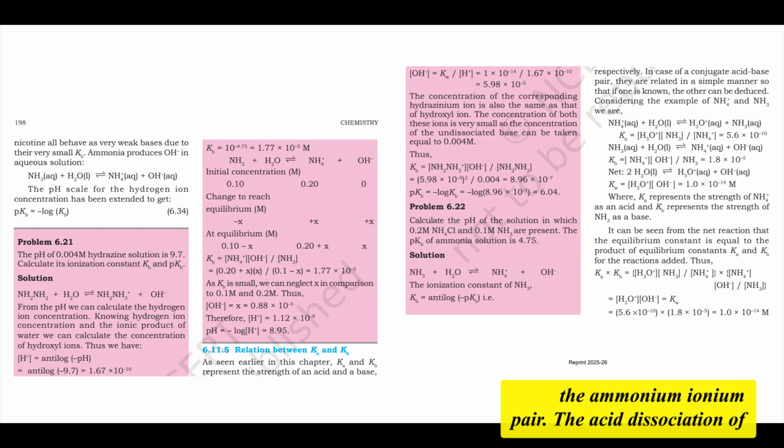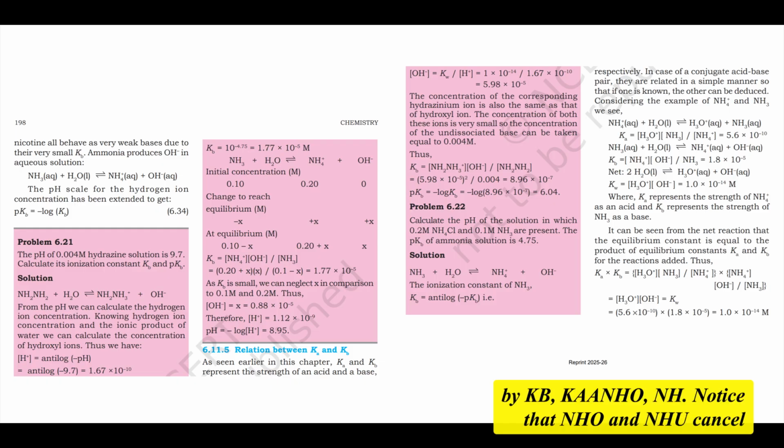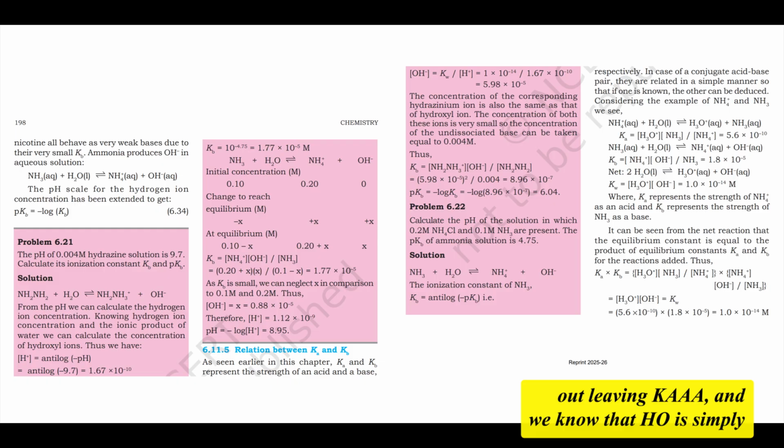Let's prove this quickly using the ammonium-ammonia pair. The acid dissociation of the conjugate acid NH4+ is NH4+ plus H2O giving NH3 plus H3O+. The constant for this is Ka. The base ionization of the base NH3 is NH3 plus H2O giving NH4+ plus OH-. The constant for this is Kb. Now multiply Ka by Kb. Notice that NH3 and NH4+ cancel out, leaving [H3O+][OH-], and we know that is simply Kw. So Ka × Kb = Kw. This holds true for any conjugate acid-base pair in water.